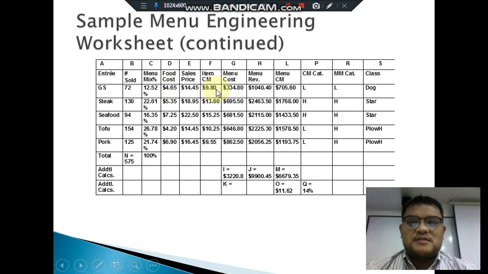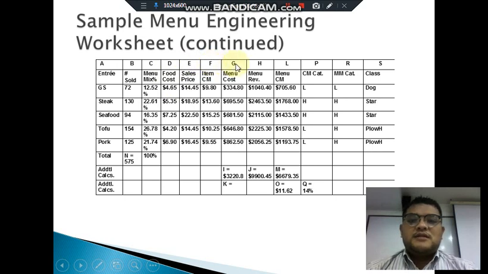Very easy to understand. Item contribution margin means gross profit. Contribution margin means you subtract the food cost from the sales. So contribution margin, or gross profit, or some other books call it cost of goods sold. The formula is E minus D, this column minus this column. So you get F.